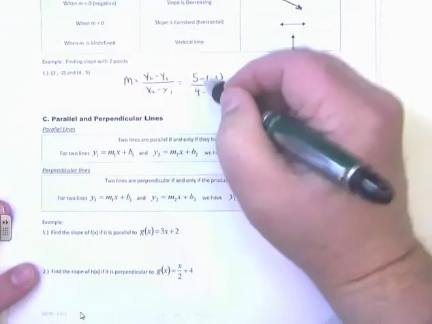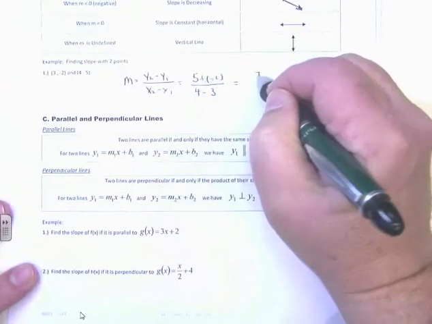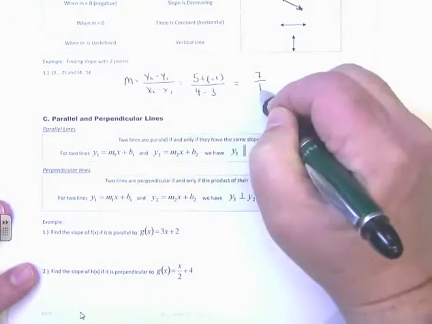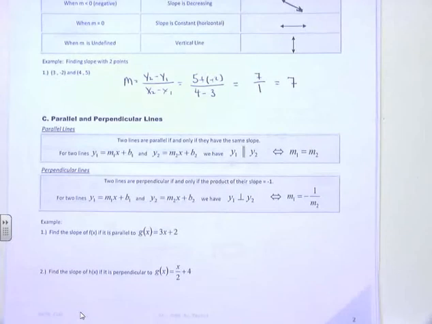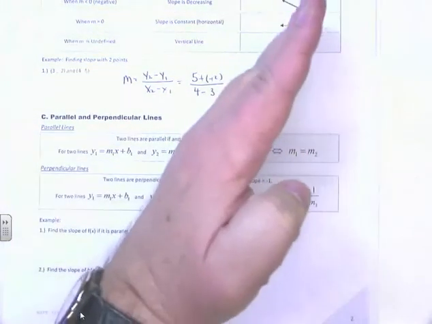A minus makes it a plus. So that gives me 7 divided by 4 minus 3 is 1, which gives me a slope of 7. What does that tell you? What's a slope of 7 going to mean? It's going to be increasing. 7 is positive, and the bigger the number, the steeper it's going to go.